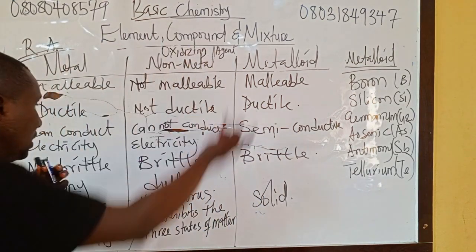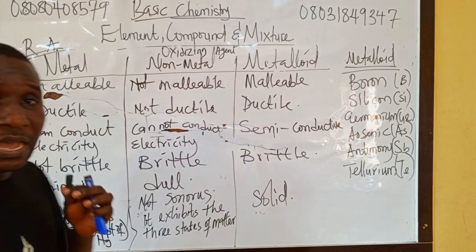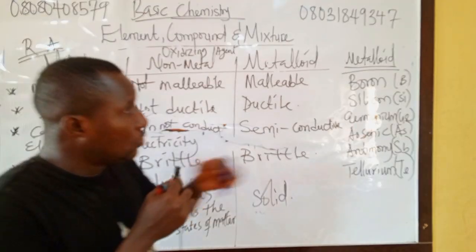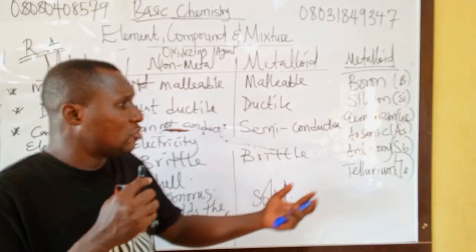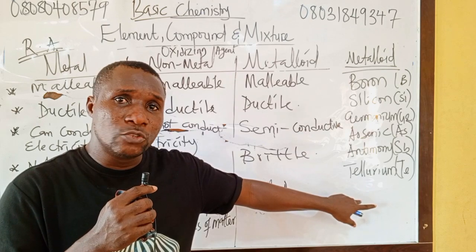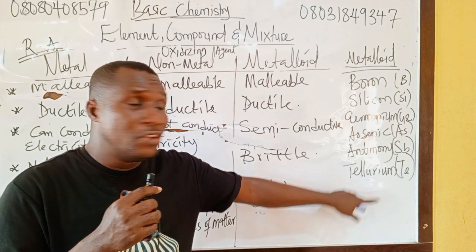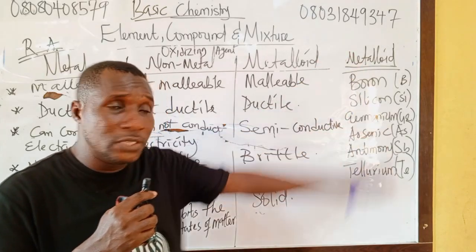These are the characteristics of metals, non-metals, and metalloids. Take note, I told you that we have 6 metalloids in the periodic table. But some people classify polonium as a metalloid. But these are the 6 metalloids we have.